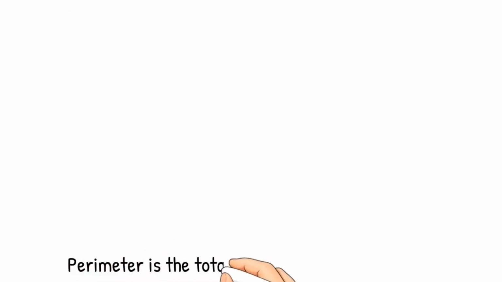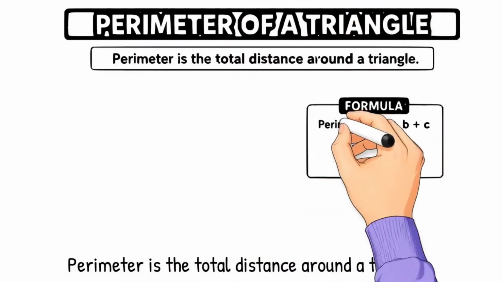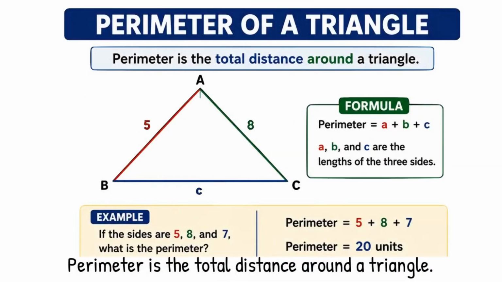Another useful fact is the perimeter of a triangle. Perimeter means the total distance around the shape, so you simply add all 3 side lengths. If the sides are 5, 7, and 8, then the perimeter is 20. This is simple, but it is essential in measurement and construction.